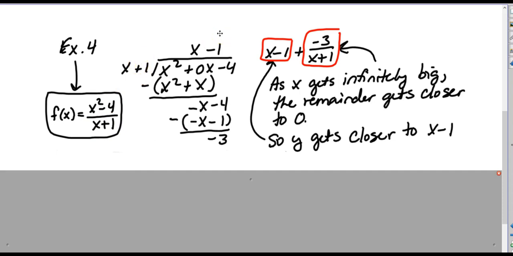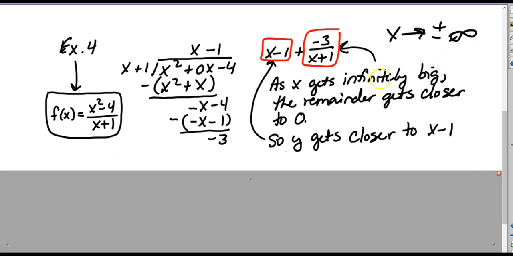Anyway, when you divide, x plus 1 goes into x squared plus 0x minus 4, x minus 1 times, with a remainder of -3. So I can write this as x squared minus 4 is equal to x plus 1 times x minus 1 with a remainder. So x plus 1 times all of this would give me my original function. Remember, we want to know what happens as x is going to positive or negative infinity.